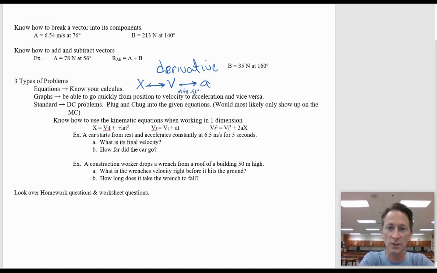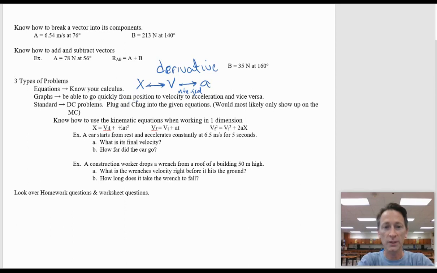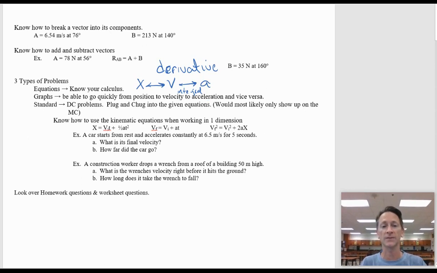And so anytime you see an equation that is given to you, then that means you're going to be deriving or integrating. Graphs is the second type of question that you're going to see. You have to be able to quickly go from a position to a velocity graph to an acceleration graph or vice versa. So they'll give you one of those sets of graphs and you'll have to find values off of the graph and then find the others.